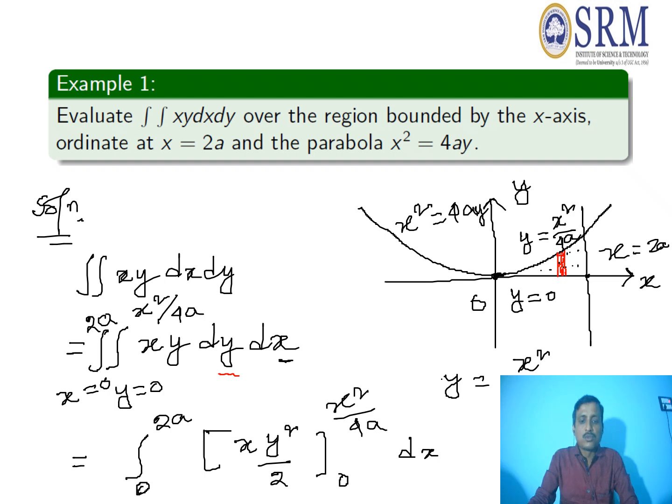Now what is your aim? You have to substitute the limits for y, that means upper limit minus lower limit. The upper limit is x²/4a, you substitute in place of y, and next, minus, in place of y you substitute 0.